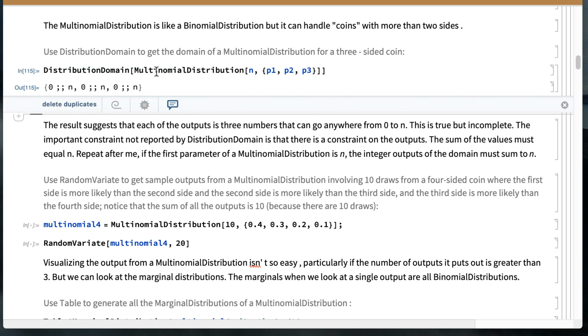What's the domain? The domain is three numbers, each of which can range from 0 to n. We might get all heads, all tails. We might get all belly buttons. We'll just have to see.